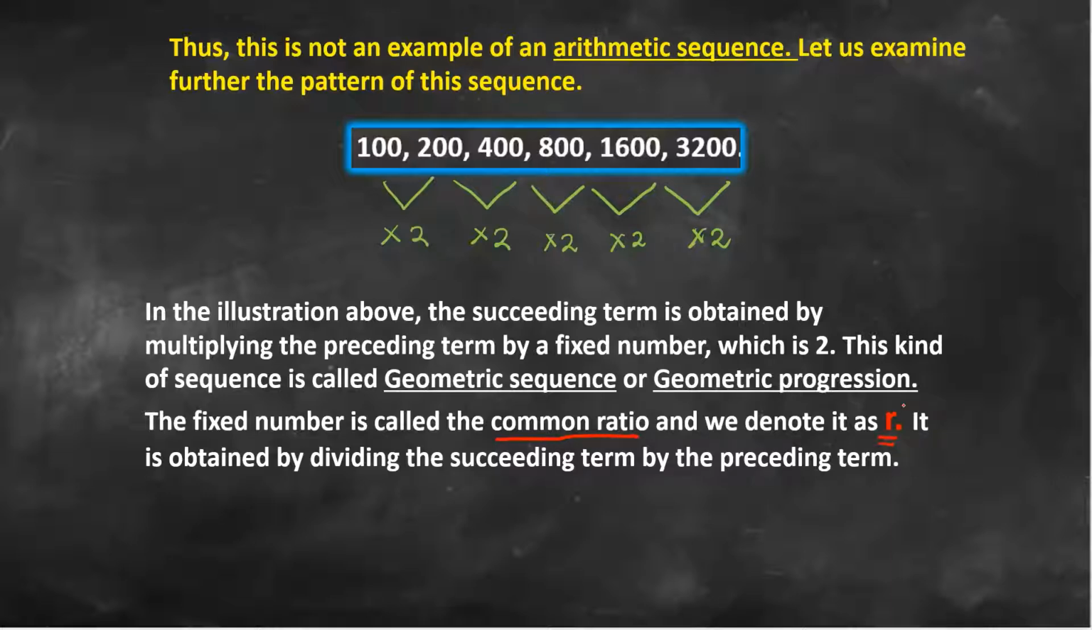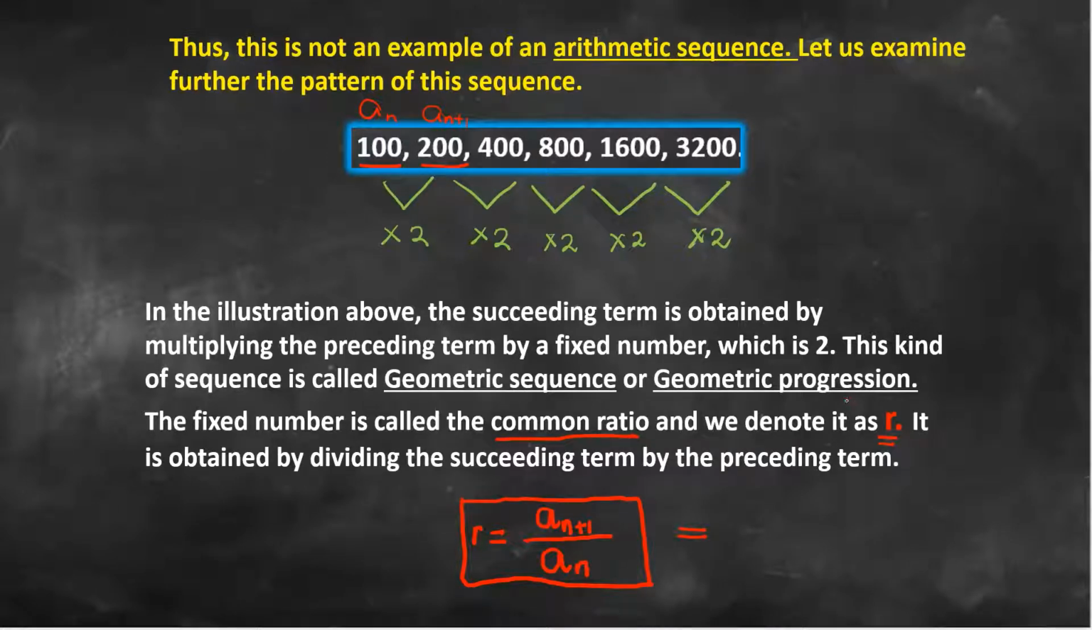It is obtained by dividing the succeeding term by the preceding term. Succeeding term, 200. This is the succeeding, and the preceding is 100. So 200 divided by 100, that's going to be our process. So in short, we're going to have this formula, a sub n plus 1 all over a sub n. Simply, because this one is a sub n, this one is a sub n, this is a sub n, this is a sub n plus 1, increasing in term, because this should be a sub 1, a sub 2.